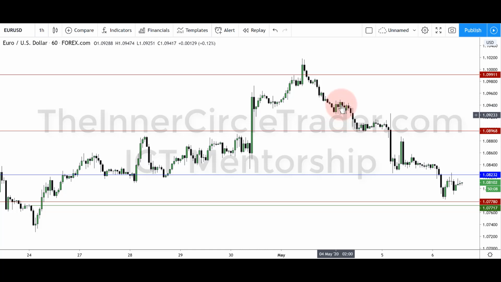Distribution, redistribution, another area of redistribution with a fair value gap. Spikes in due to swing, drops down. We have an imbalance here.